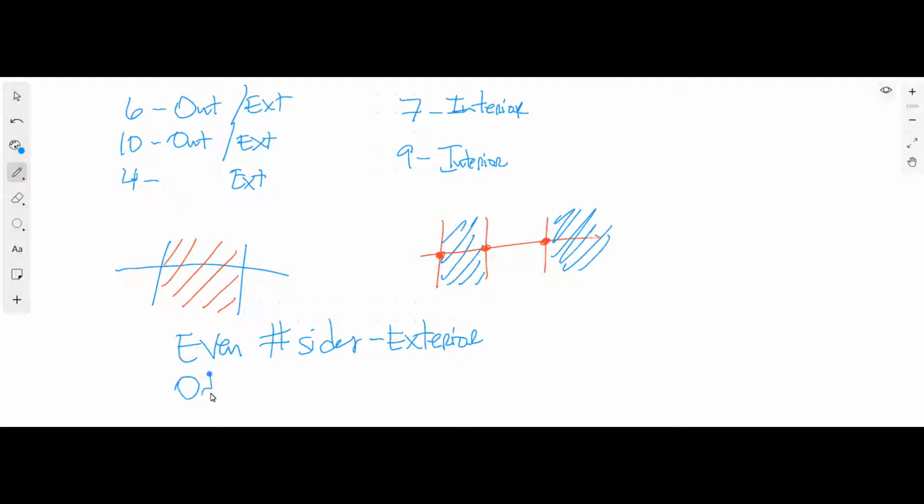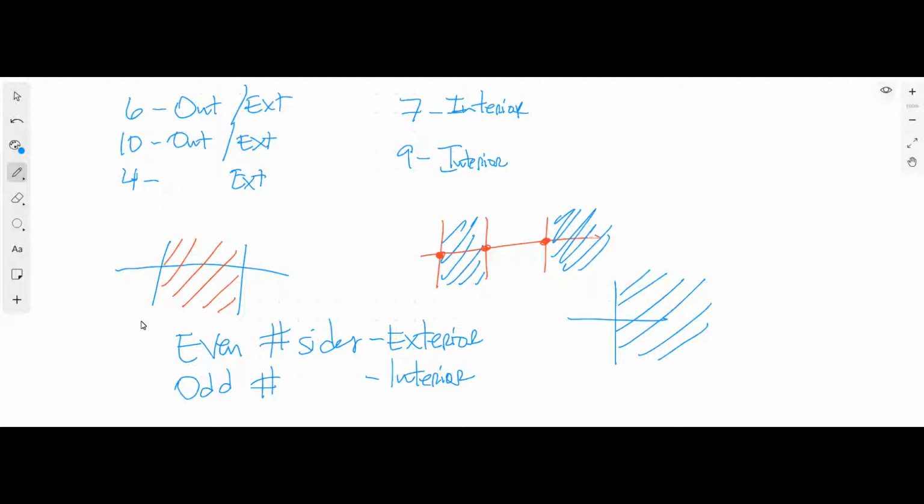If I have an odd number of sides that I cross, then I am back in my interior, which makes sense because if you're crossing one side, then you're definitely on the inside because you've only gone through one side. It's like going through a door. You're in a room. If you go through another door, you're back out of the room. That's all this is, okay? And this is an easy way to connect interior, exterior with concavity.